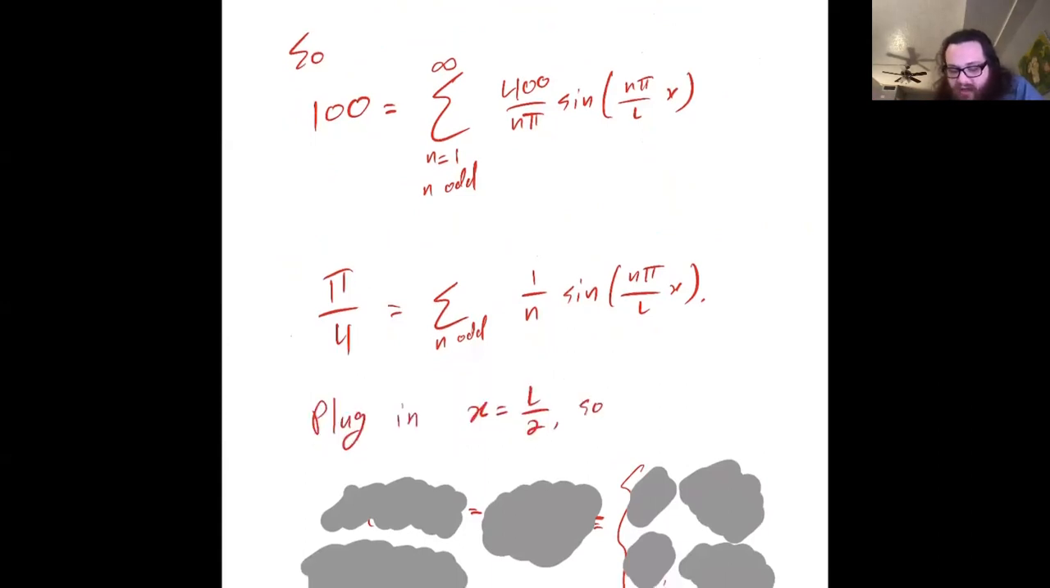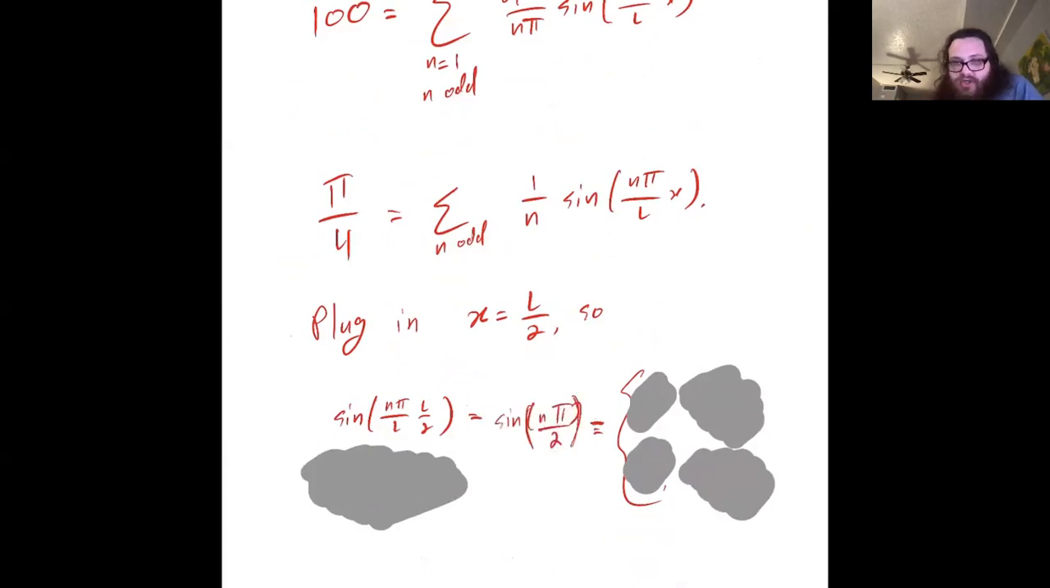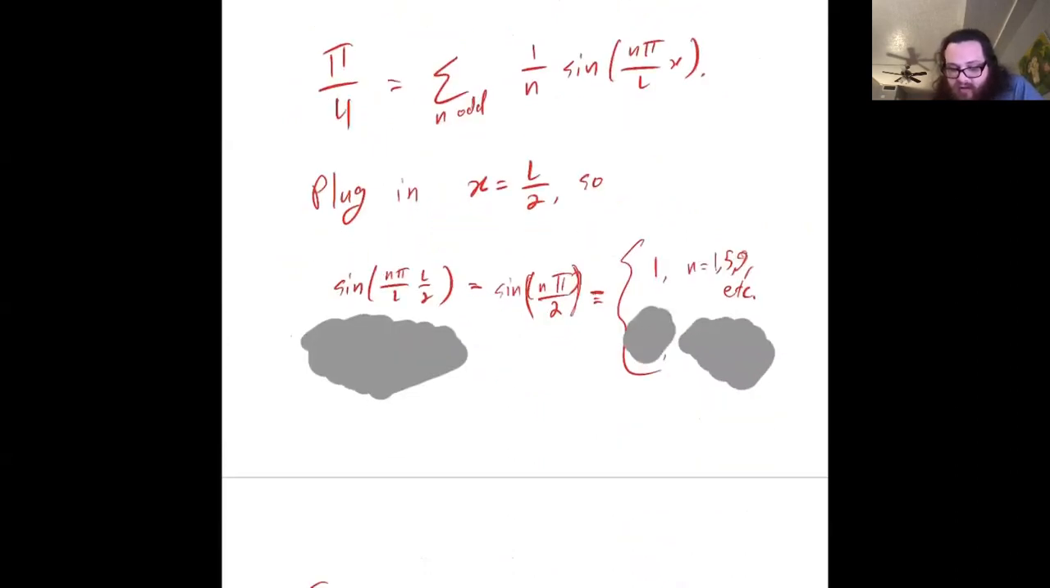So if we plug in x equals L over 2, what do we get? Well, sine of n pi over L times L over 2, that's sine of n pi over 2. There are a few cases, so it's going to be 1 when n is equal to 1, 5, 9, etc. It's going to be -1 when n is equal to 3, 7, 11, etc. And so we can see this.